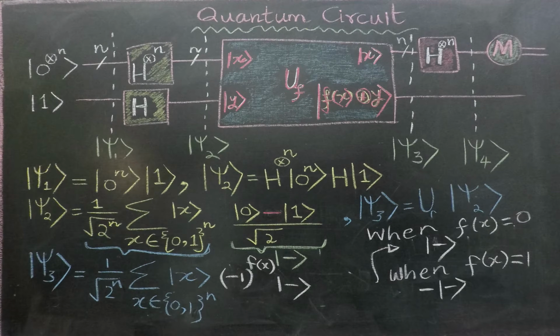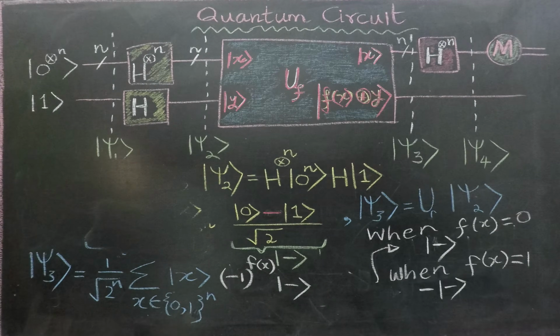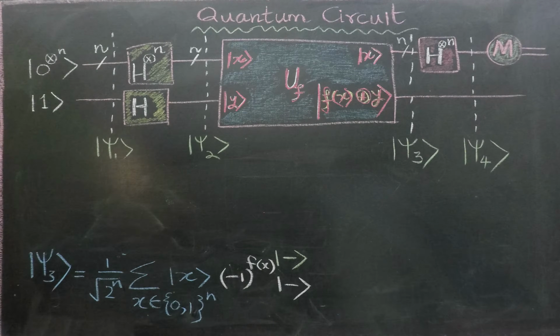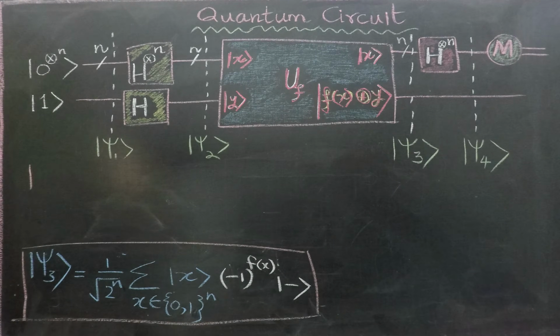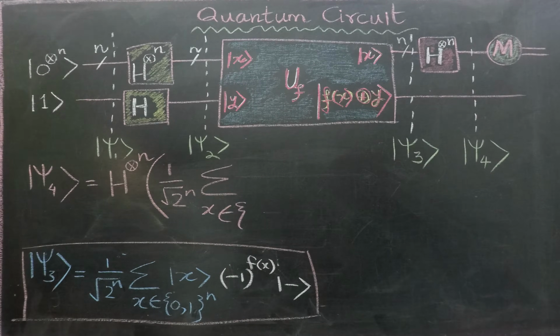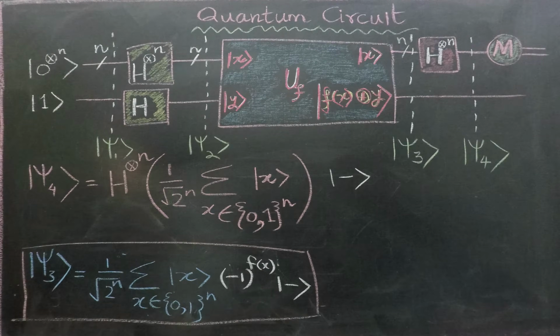Let me clear the blackboard to make some space. Ket psi 4 is calculated by applying the Hadamard gate on the first register only and keeping the second register as it is. In fact, we do not need the second register for our future calculation. So, I will not be writing it from here onwards.